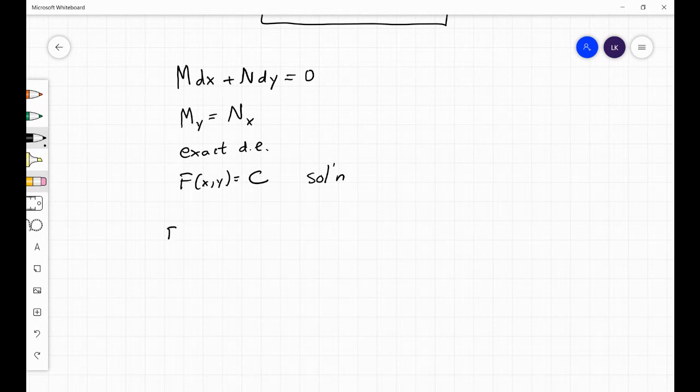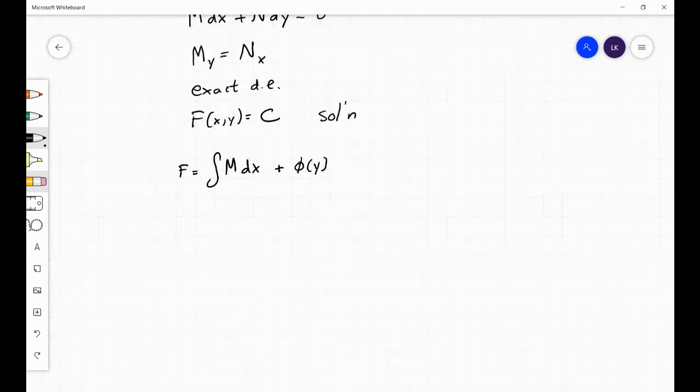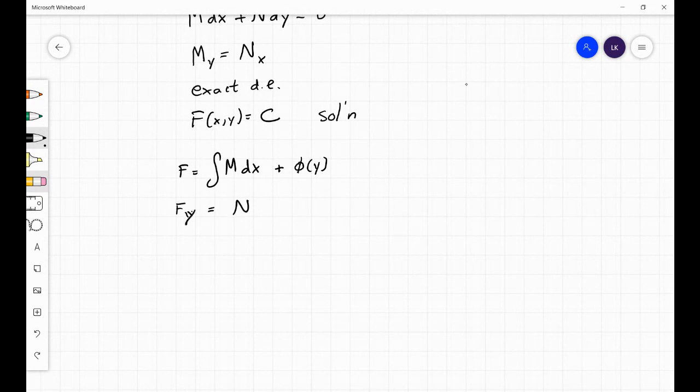By first integrating M with respect to x, not forgetting that we get a function of the other variable y as this constant, quote unquote, of integration. Then you differentiate this result with respect to y, and you set that equal to N, and then this will allow you to solve for phi of y. And once you have that, you know your function and you have a solution.